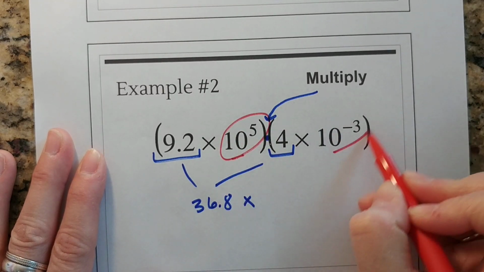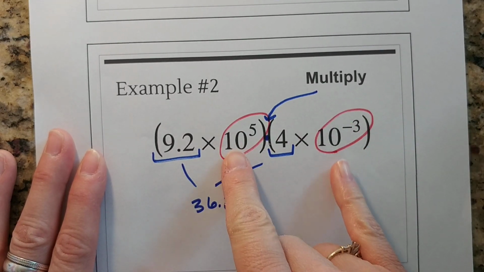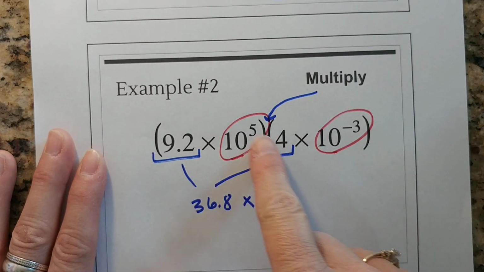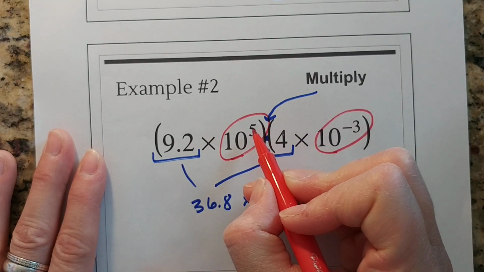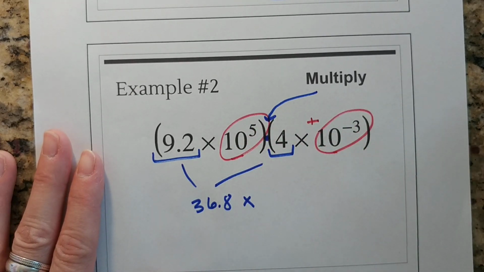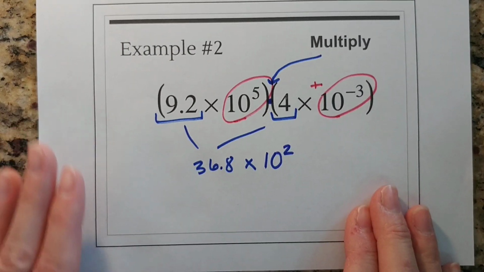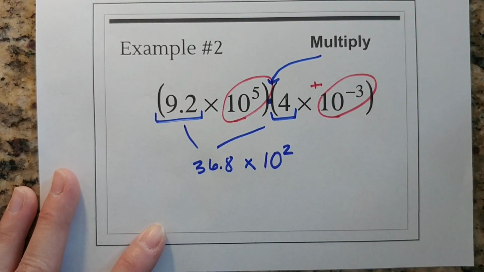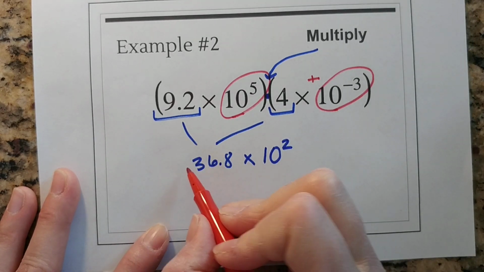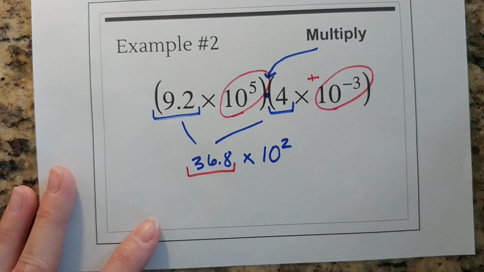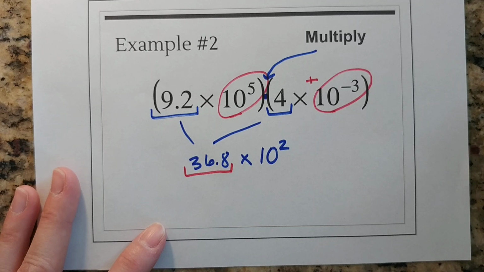Now, let's multiply the powers. 10 to the 5th times 10 to the -3rd. To multiply powers with the same base, I add the exponents. So 5 plus a -3. That's 2. Now, take a look at your answer. This is not correctly written in scientific notation because this number is not in between 1 and 9.9.